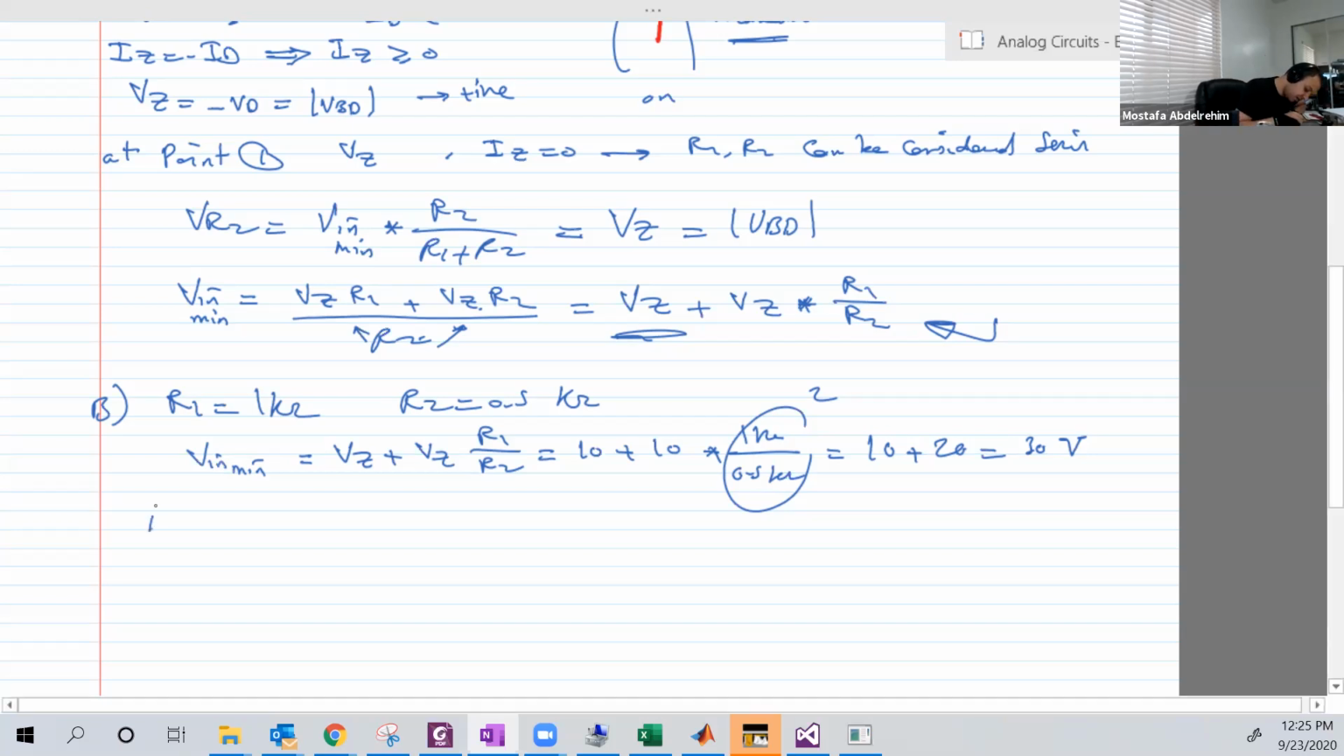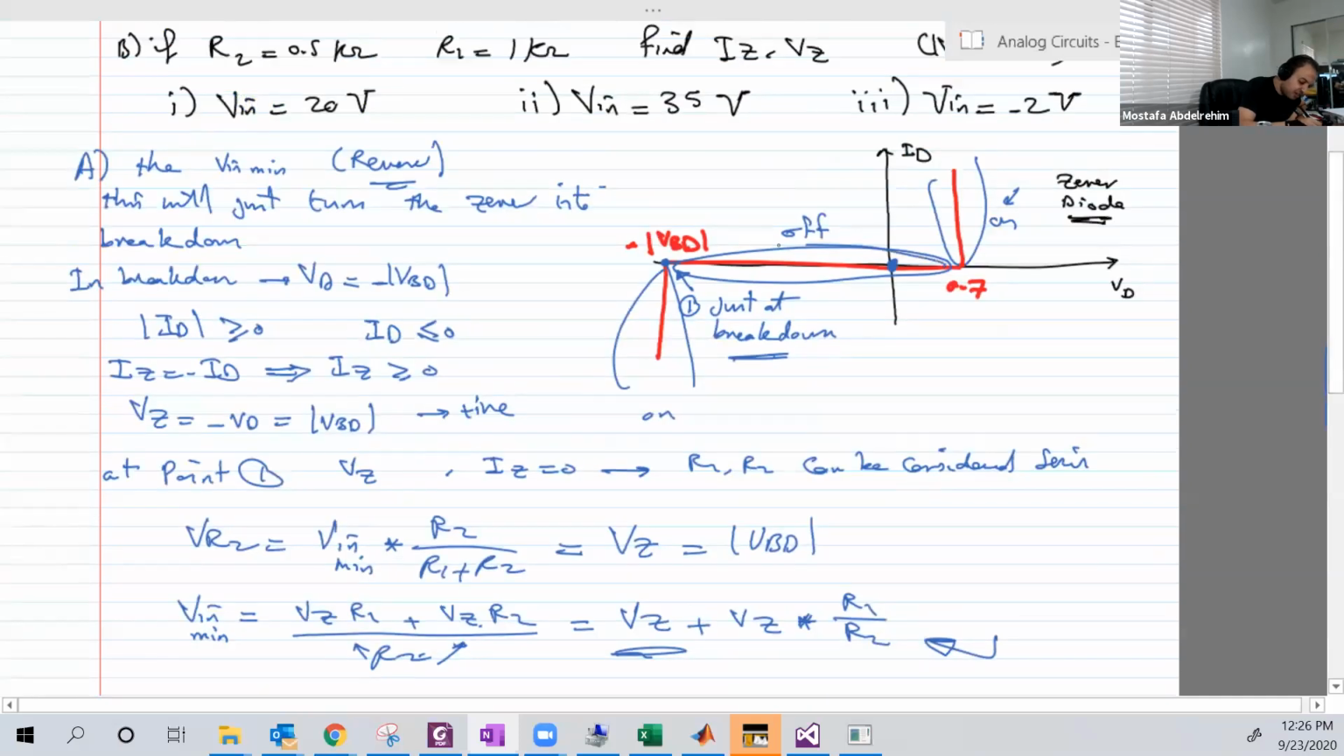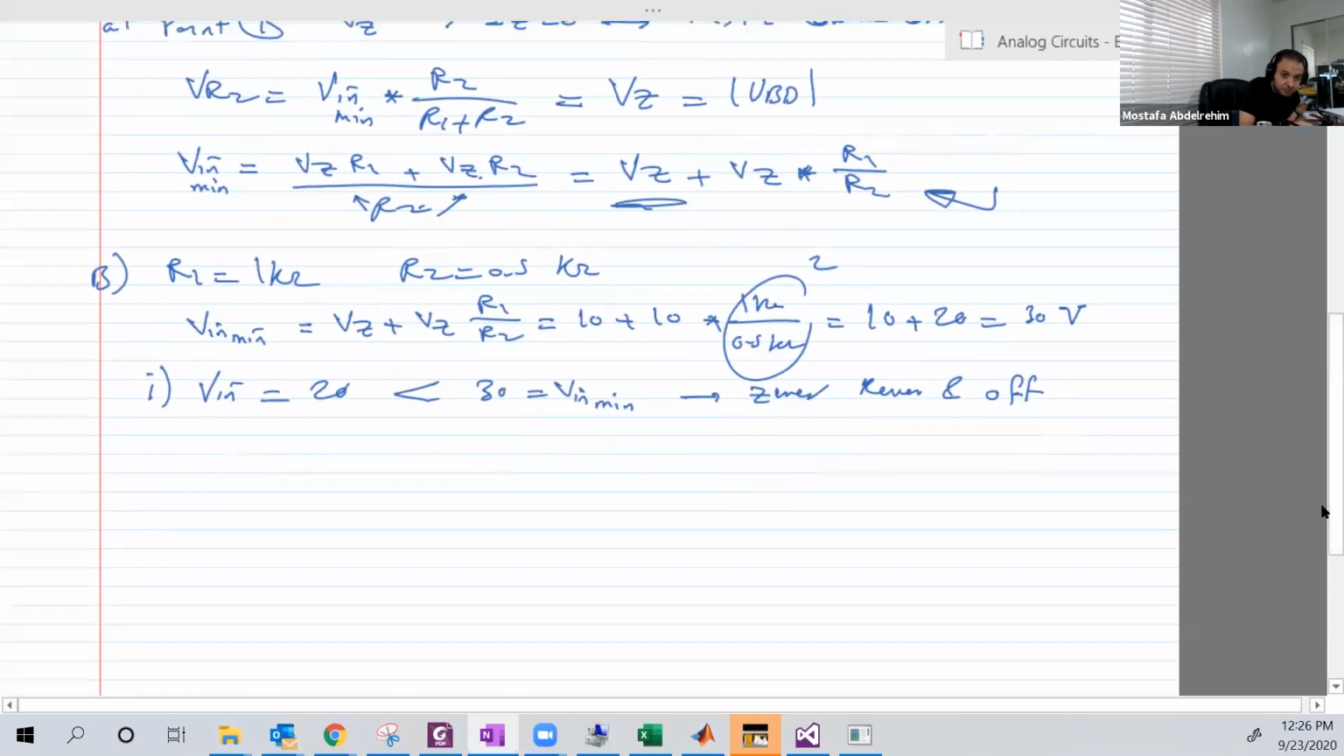So in I, it becomes easy now. With Vin equal to 20, that's basically less than 30 volts, which is V input minimum that's required to turn the zener into breakdown. So the zener will be just reverse and off. It will work in that region here. Reverse, yeah, it's reverse, but off. It's not breakdown.